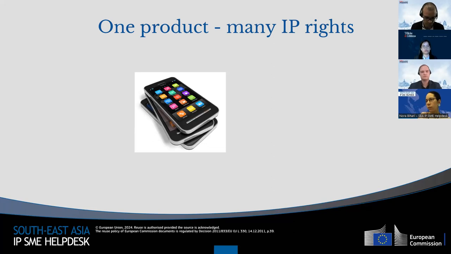Second is part two. So you can see one product can have many IPs. What are they? Next, please.